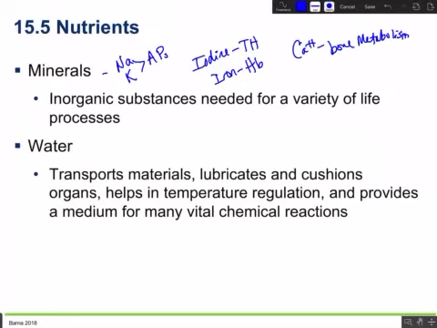Water does a lot of functions. We don't realize how important water is. It transports materials, lubricates, cushions, regulates temperature, and provides a medium for chemical reactions. So when we talk about hydrolysis reactions or dehydration reactions.